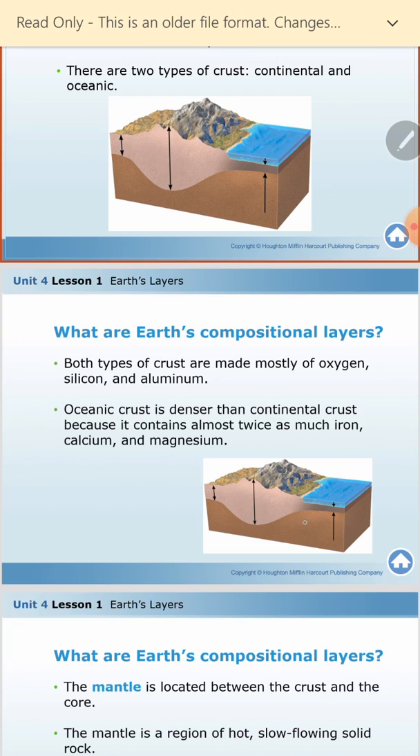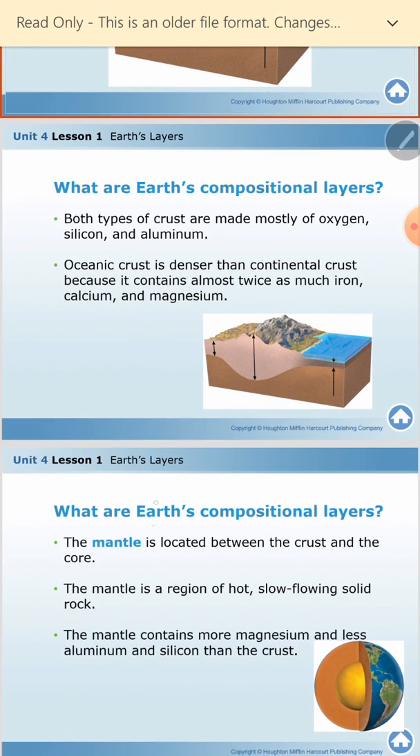Denser means it has more mass compared to its size. Yani, compared with its smaller size, it has a greater mass. Why? Because it contains almost twice as much iron and calcium and magnesium. So it has more iron and calcium and magnesium than the other one. Okay, so that's why it has a greater density.